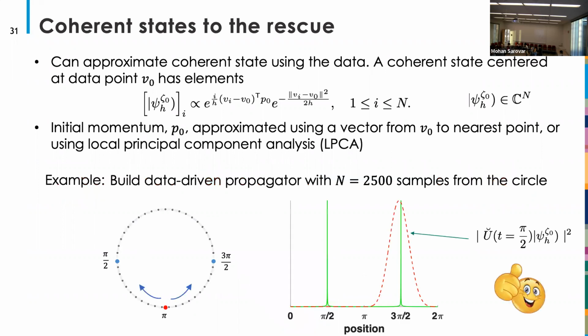Let's go back to the circle example. Again, I've taken 2,500 points, and now I'm going to propagate a coherent state localized at pi. And this is what you get, this dotted record. You see that it has some uncertainty, it has some width, but it's centered on the point that it should be centered on, the 3 points.